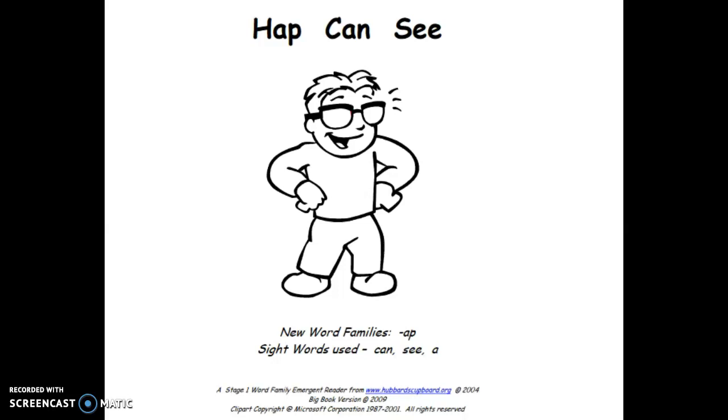The word family this week is the app word family. Can you say app? These two letters together, these two sounds together make the word app. App, app. Let's read our story, Hap Can See.